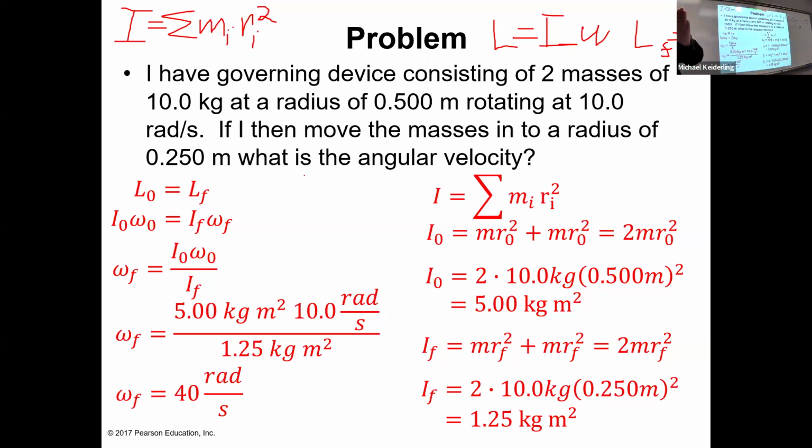By moving the objects into half the radius, you quarter the moment of inertia. So you have to quadruple the angular velocity.